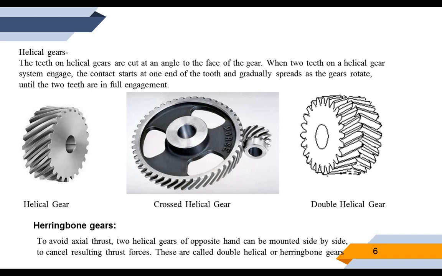Okay, so helical gears have helical teeth. You can see here the crossed helical gear also. This is parallel helical, crossed helical, and double helical. These are the different types of helical gears.